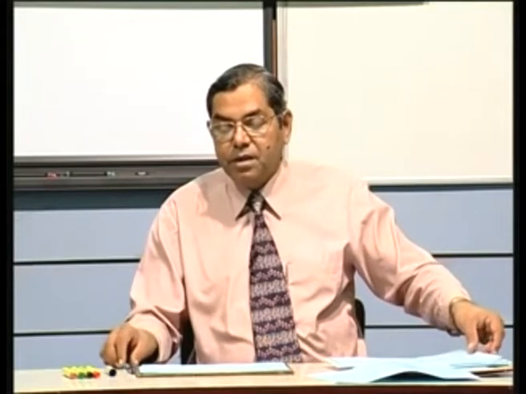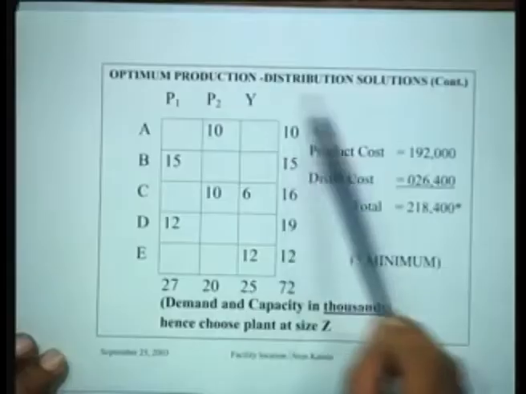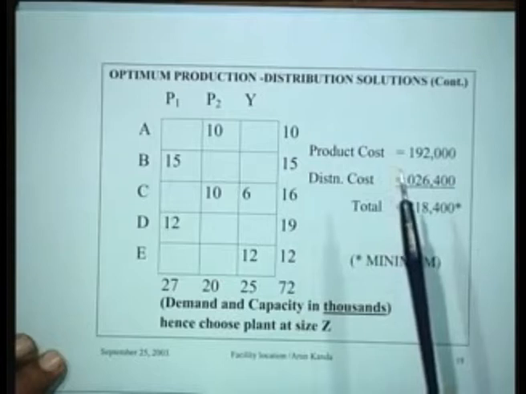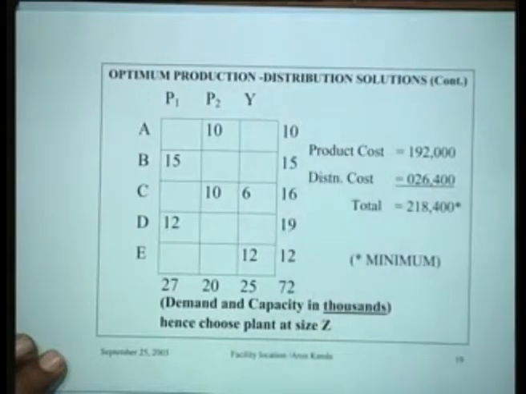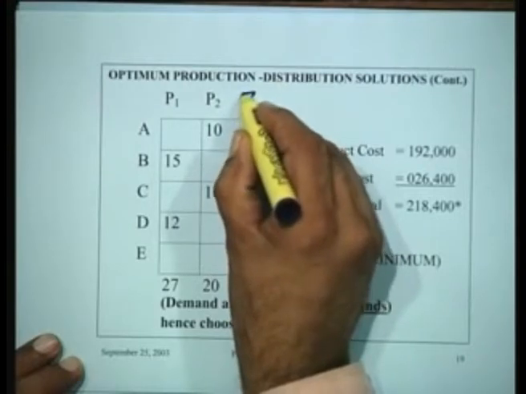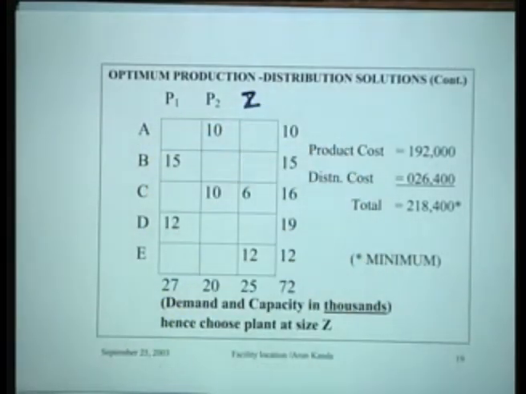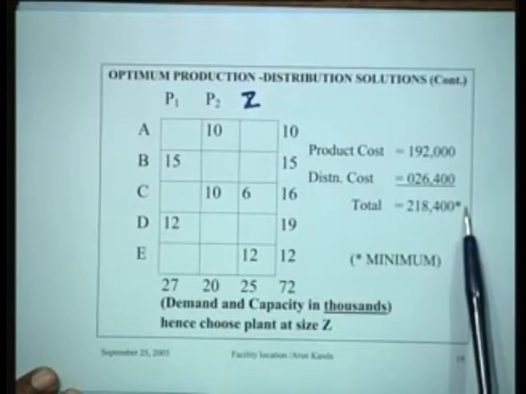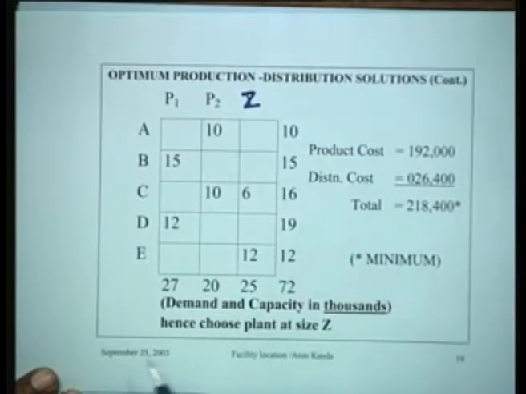And as far as the third one is concerned, we'll have the optimum production distribution solutions continued, and in this particular situation we have, in fact, this should be Z, and we are now talking about the setting up of the plant at the site Z. So again we solve a transportation problem of the same nature, and we get this cost. Now you compare the three costs, and it so happens that the total cost of production and distribution is minimum at site Z. This is the minimum, so hence we choose the plant at site Z.